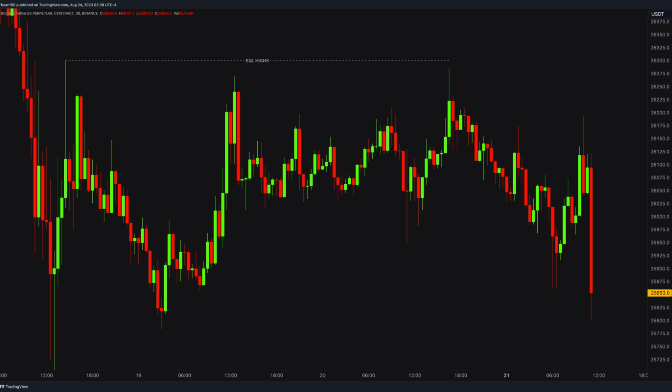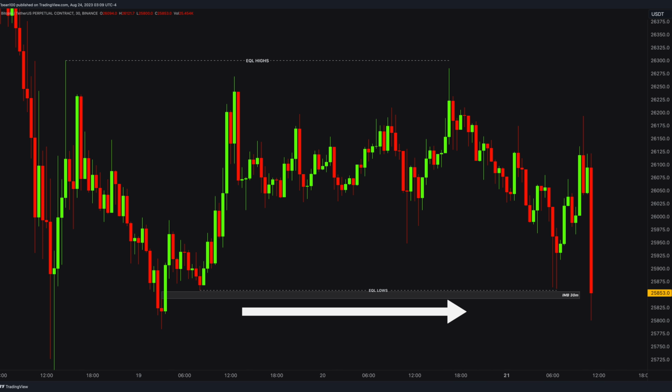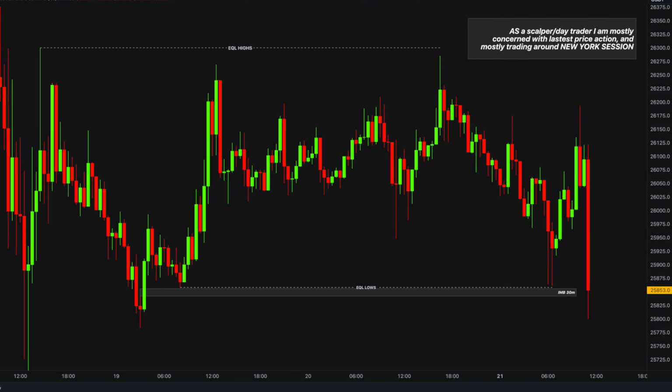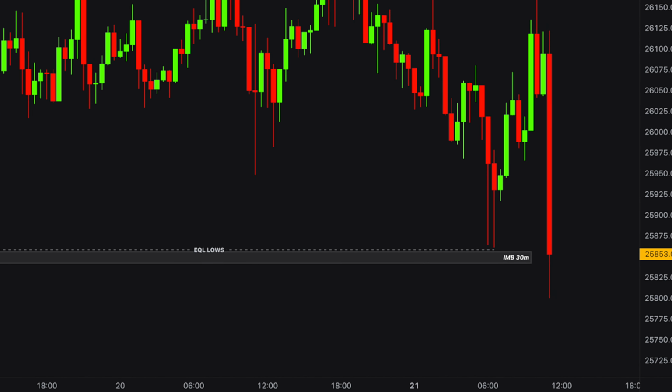When I was looking at the Bitcoin in 30 minutes, I noticed these nice equal highs at the top. At the same time, I also noticed these lovely internal equal lows below. Okay, as a day trader and scalper, I'm mostly concerned with the latest price action. Of course, I'm aware of monthly, weekly, and daily timeframes. However, most of my trades are focused on the final price action that is closest to the current price.